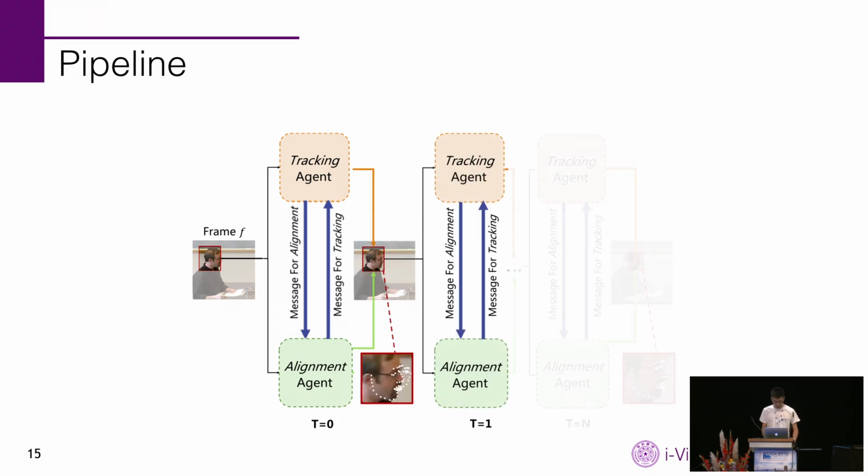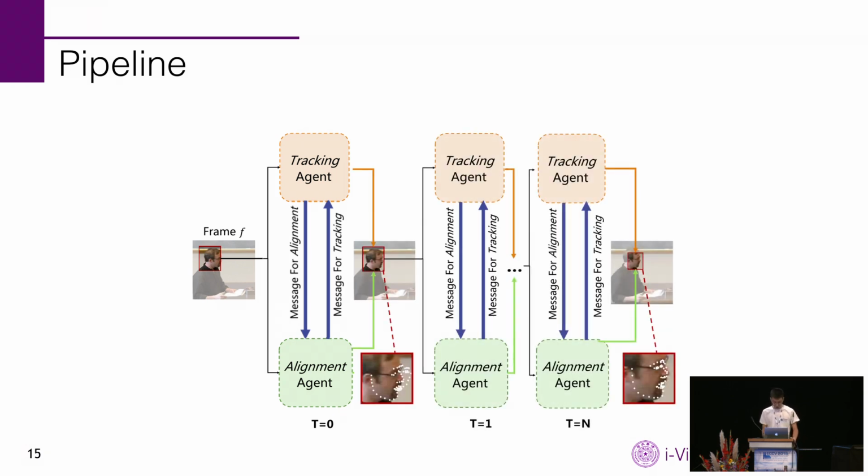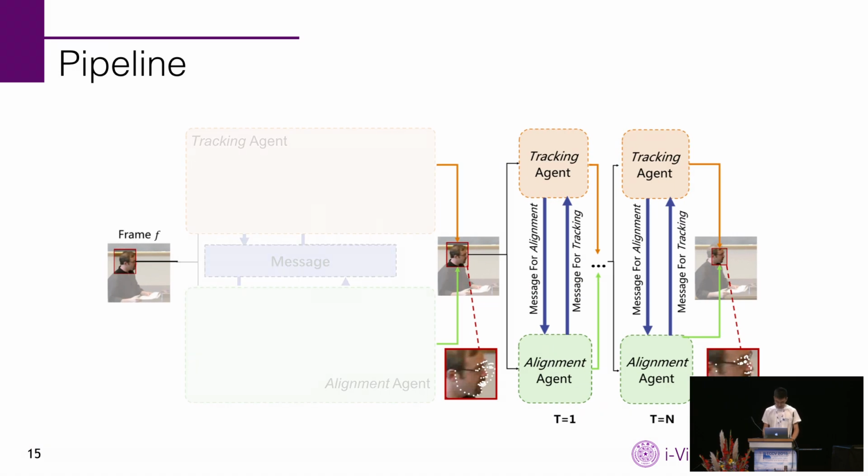The basic pipeline is as follows. For each frame in the video, firstly, the state is initialized by the terminal state of the previous frame. Then, based on the observed state and the received messages, these two agents decide a sequence of actions to adjust the target's bounding box and regress the facial landmarks simultaneously. The agents go to the next frame until the detected landmarks are finalized.